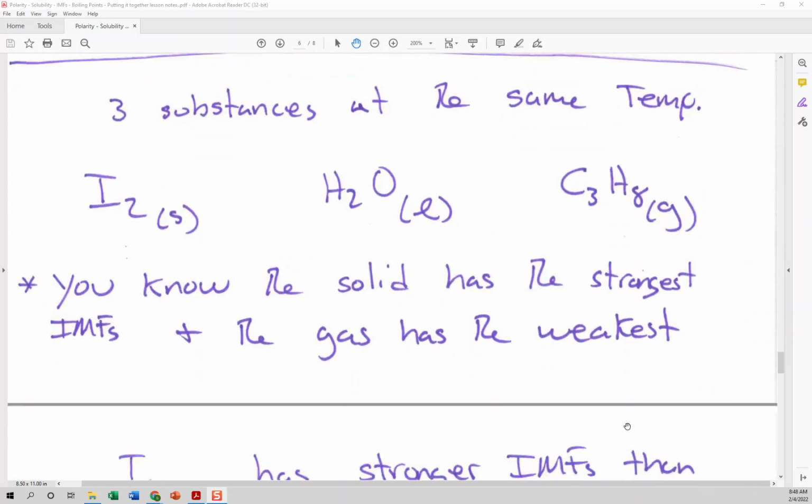Now, some of you might be saying, well, wait a minute, iodine's nonpolar. So it only has London dispersion forces, kind of like propane. Propane's nonpolar with London dispersion only. Iodine is nonpolar with London dispersion only. And water is sitting there with hydrogen bonding, the strongest of them all, right?